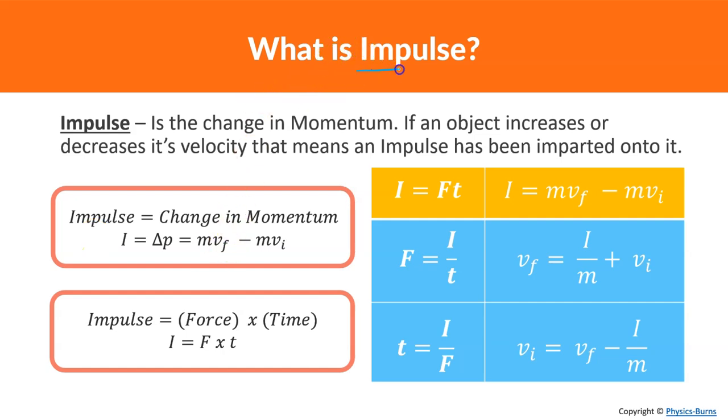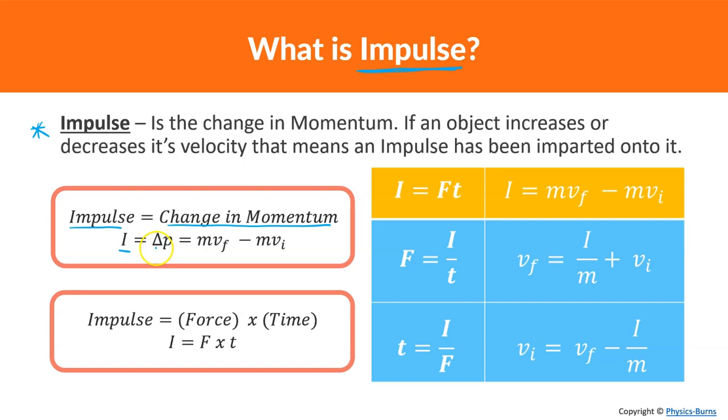Today we are primarily talking about impulse, but what is impulse? So impulse is the change in momentum. If an object increases or decreases its velocity, that means an impulse has been imparted onto it. So impulse is equal to change in momentum.